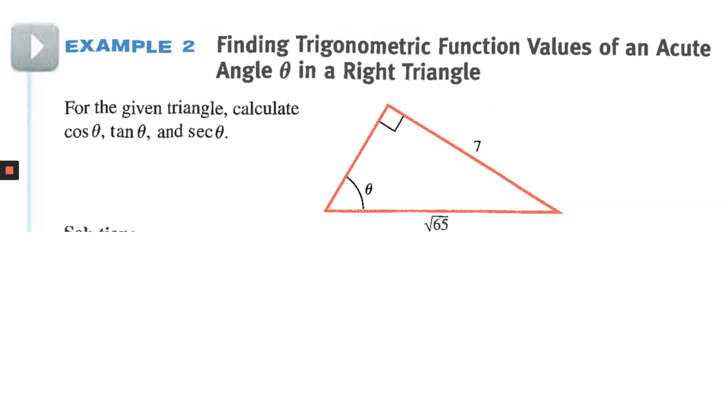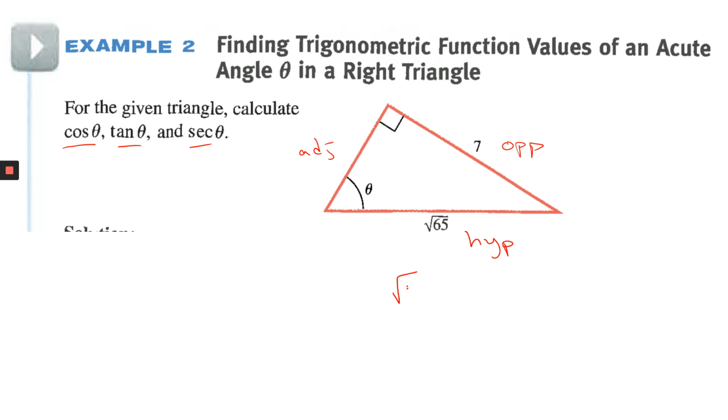All right, let's try one more. Let's see if we can figure this out. Cosine, tangent, and secant. So we have 7, rad 65. Let's go ahead and figure out our adjacent side here. This will be opposite. This is our hypotenuse, and this will be our adjacent side.